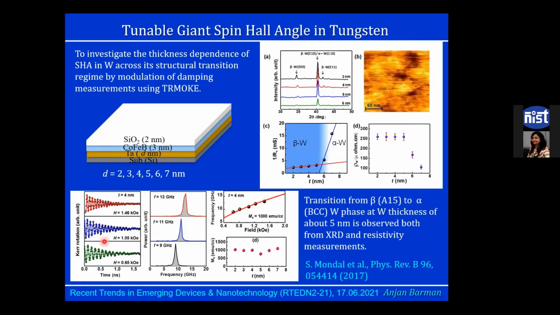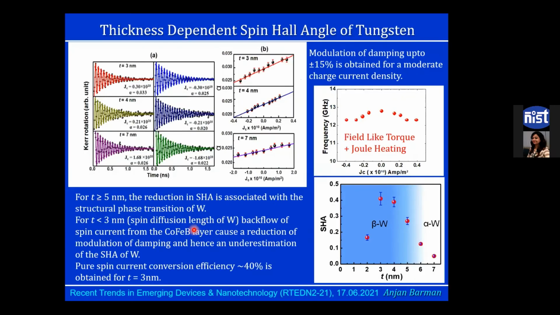So we did this damping measurement here, and here is the modulation of damping measurement. Here we are varying the charge current density, its value and strength and orientation. And this is alpha as a function of JC. And this is the modulation of damping. We do all the modeling as we did before. And we got a modulation of damping up to 0.15%, which is pretty large. And from here, we calculated the spin Hall angle.